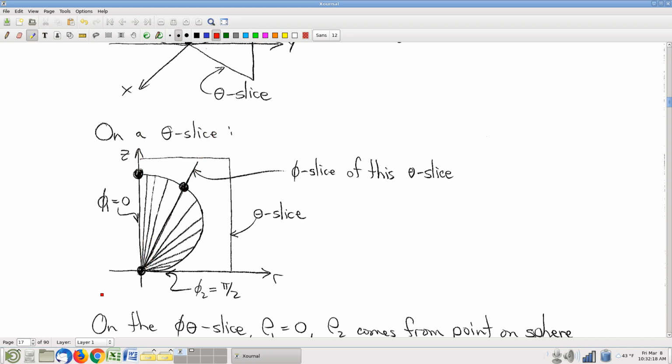Okay, how are we doing there? Everybody on board? So 0 to pi over 2.